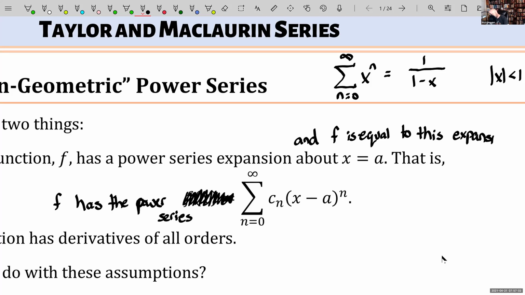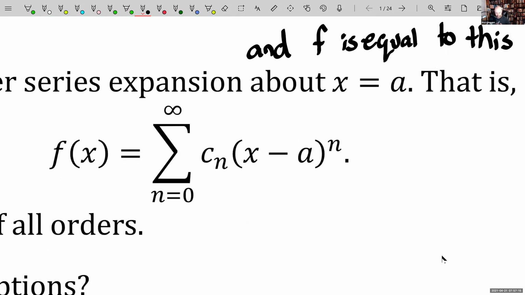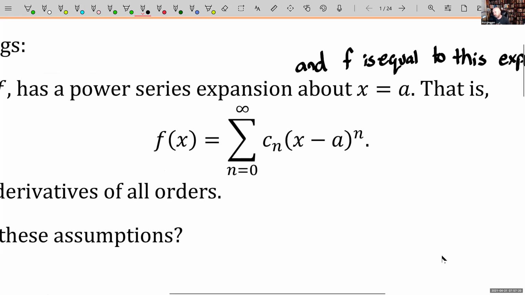It's not always true. So this is a big, big assumption. So if that is the case, actually, I am going to erase this. So that is, f has a power series expansion and f is equal to that expansion. That's why I wrote that. There we go. All right. So what can we do with that piece of information?